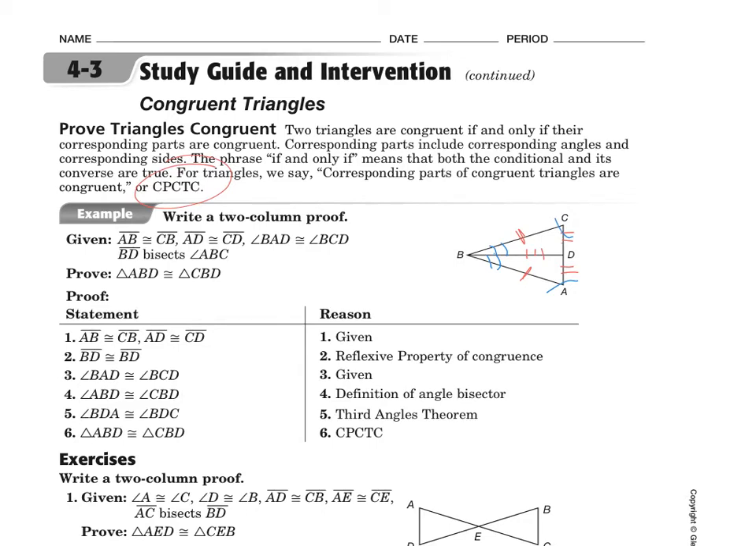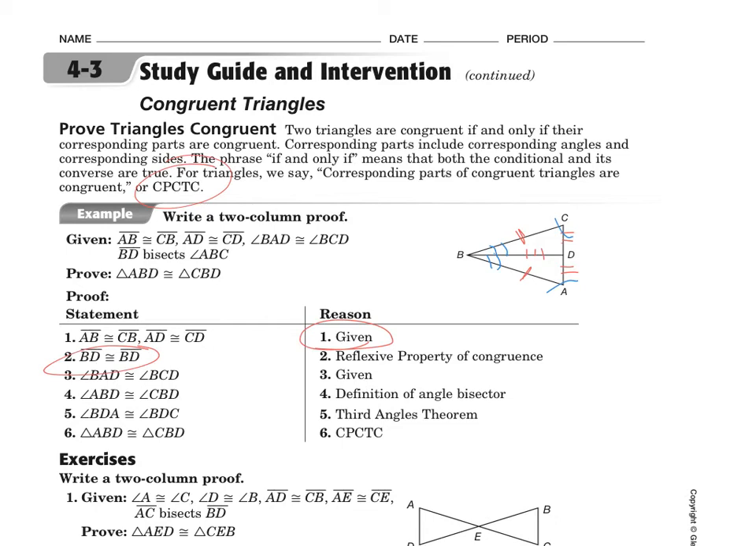So we start out with given that AB is congruent to CB, AD is congruent to CD, and then by the reflexive property, the middle part, the bisector, has to be congruent. So now we've got three corresponding congruent sides, and then we start out with the angle. They give us a congruent angle. BAD is congruent to BCD. That's a given.